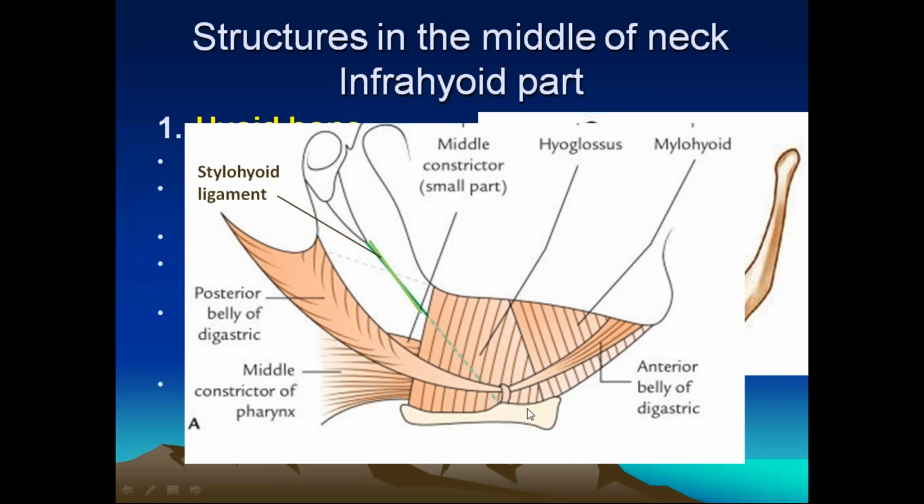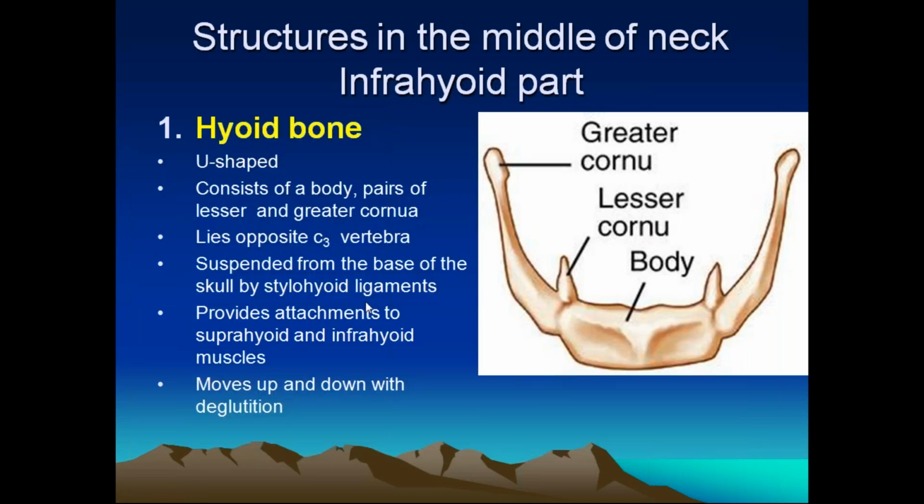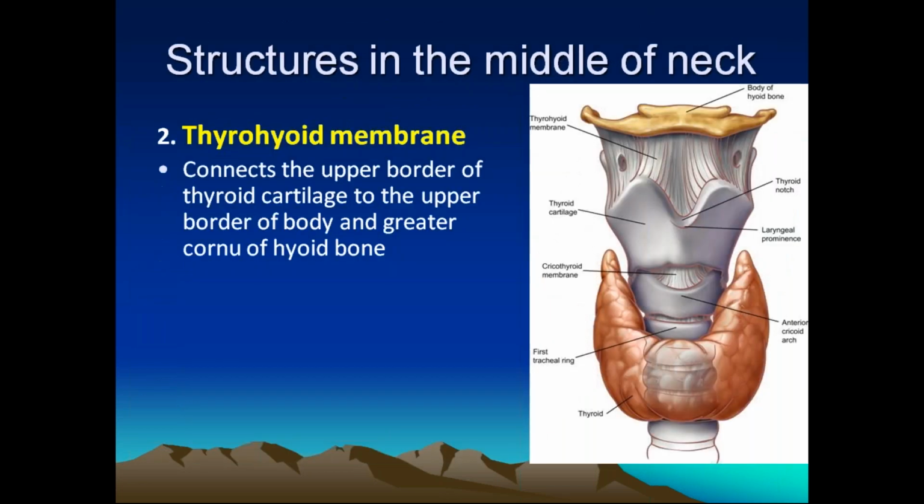This hyoid bone also gives attachment to both the suprahyoid muscles and the infrahyoid muscles. Okay, so I think you are clear about the hyoid bone. This hyoid bone will move up and down with deglutition. Okay, so the next structure in the middle of the neck, the infrahyoid part, is the thyrohyoid membrane. I already said thyrohyoid membrane. The name itself says it extends between the thyroid cartilage and the hyoid bone.